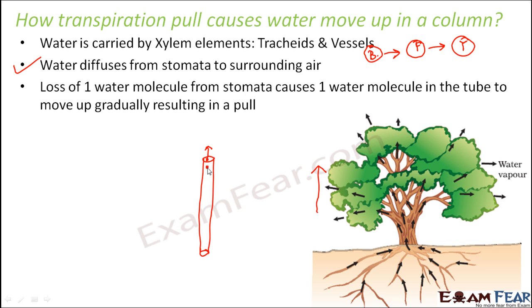Now, what happens? The water molecule which was present below is pulled upward. So then again a vacuum is created here. Another water molecule which was present below will move upward, and again when this water molecule moves here, that will get evaporated. So gradually all the water molecules will tend to move in the upward direction, and this is how water moves in the upward direction.